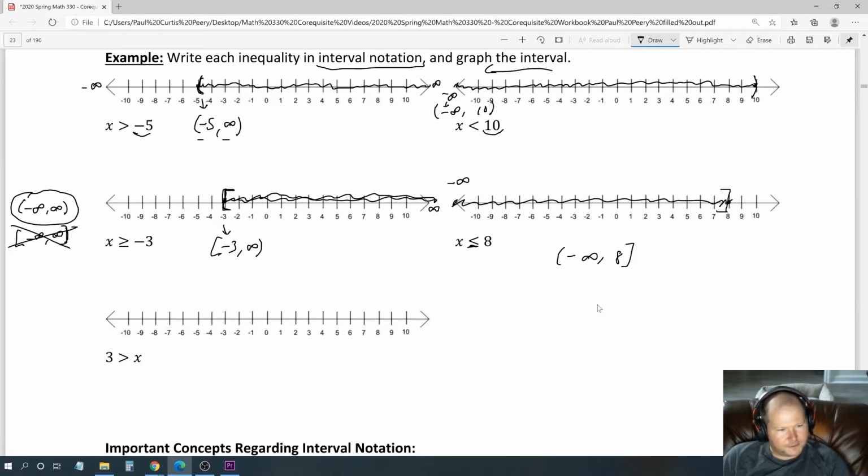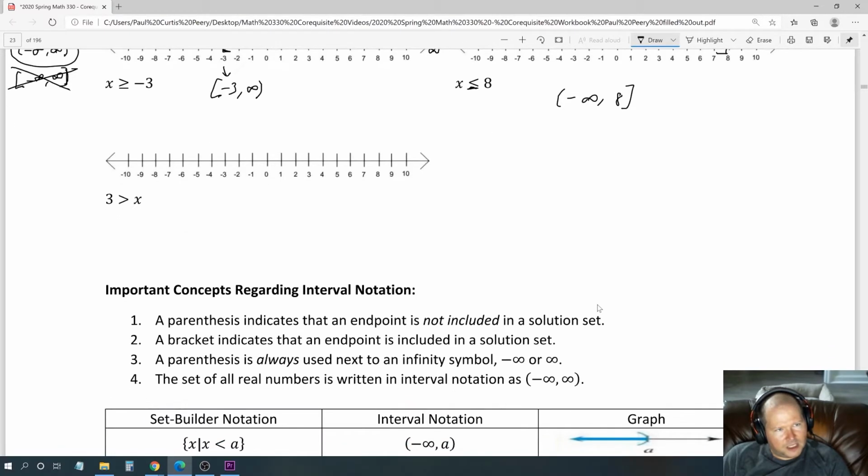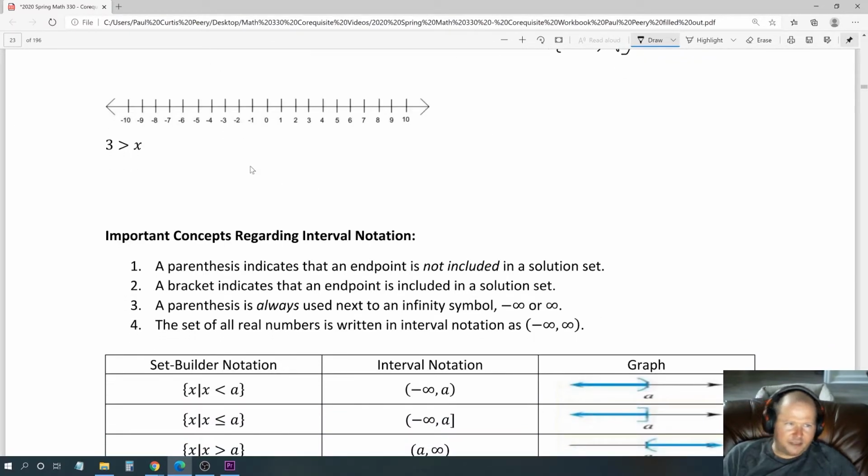Okay, let's try another one. This one is a little more complicated because we have 3 less than x. One thing you can do is modify it, but let's do it without modification first, and then I'll modify the inequality and we'll do it that way. So I'm going to do this two different ways. First, we plot the 3, but it's saying 3 is less than x, or to read it from right to left, you'd say x is greater than 3. Well, x is less than 3 is going to go to the left.